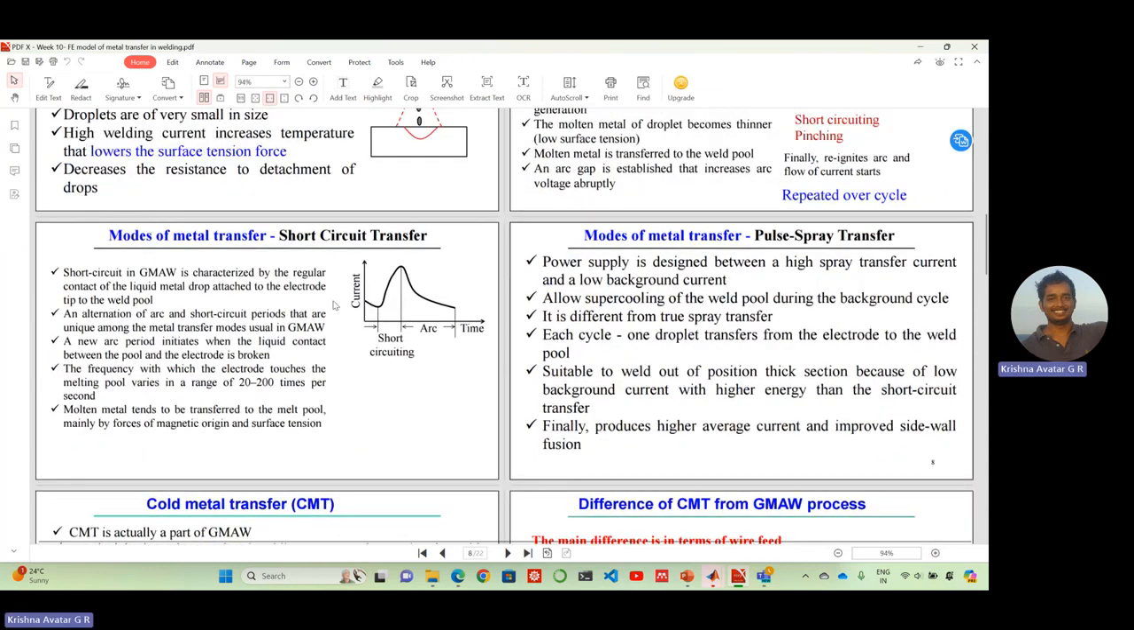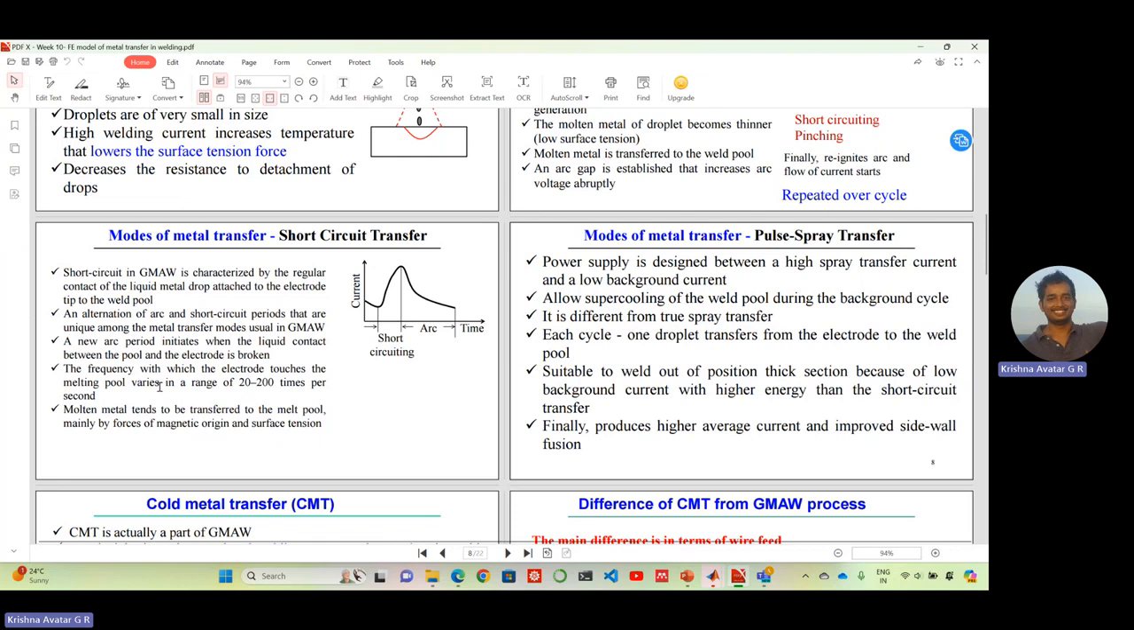Essentially, continuing along this line, short circuit in GMAW is characterized by the regular contact of the liquid metal drop attached to the electrode tip with the weld pool, and an alternation of arc and short circuit periods that are unique among the metal transfer modes in GMAW. A new arc period initiates when the liquid contact between the pool and the electrode is broken, and the frequency with which the electrode touches the melting pool varies in a range of 20 to 200 times per second.